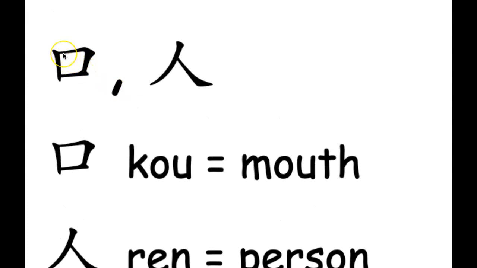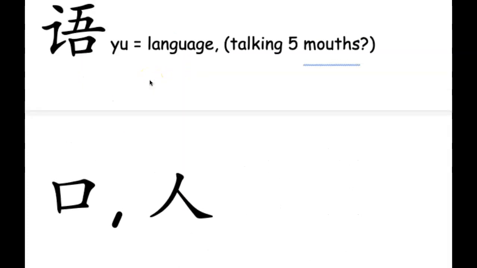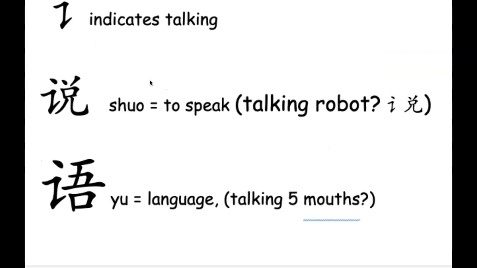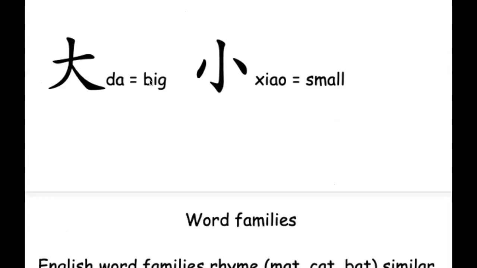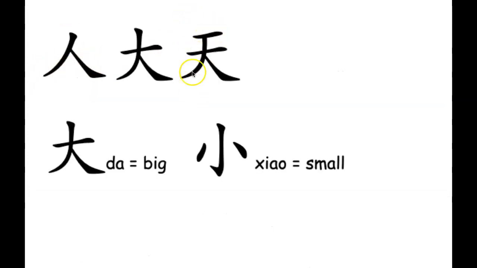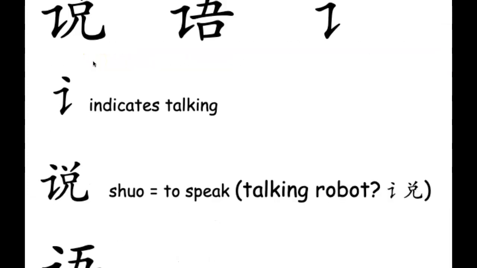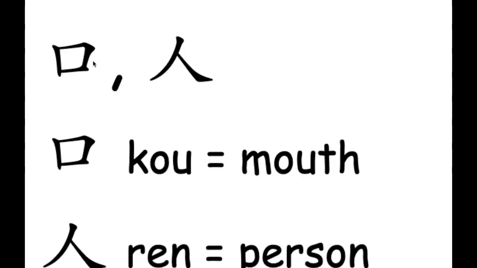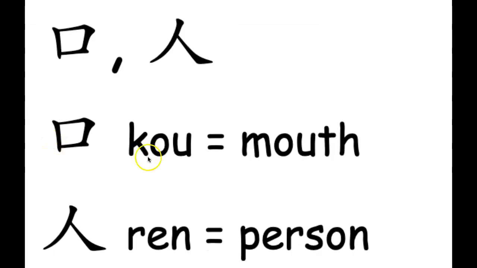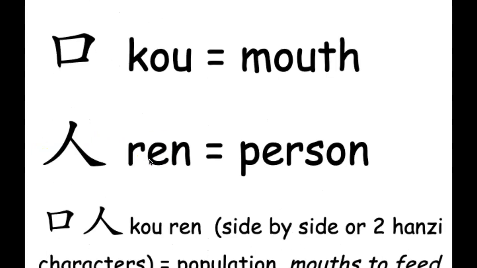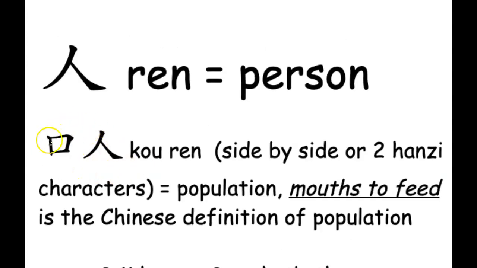Here it is, kou. And ren, you can see it. Let's see, where is it? Ren. Did we have ren? Here it is. Ren is in here, the guy with his arms out. Ren is here, arms out, looking up. So ren is inside of these two characters, but it's also a standalone. Ren means person. So kou is mouth, ren is person. Now let's put them side by side. And these are two characters.